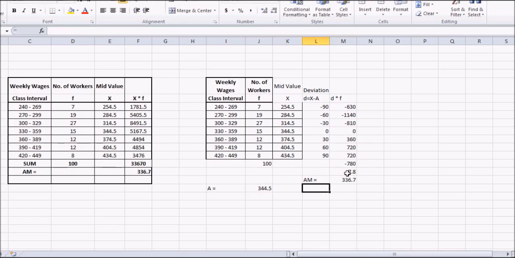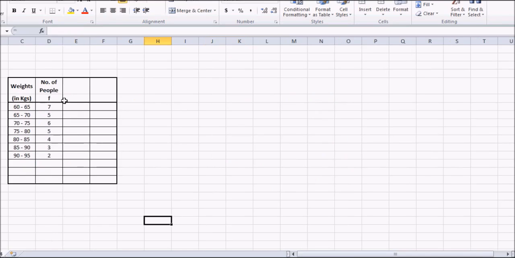and wow, we see that we've got the same answer, 336.7 here as well as here. So by any method you do, you end up getting the same answer without any difference altogether. Fine, so this was our deviation method, and maybe to practice we can take another question.